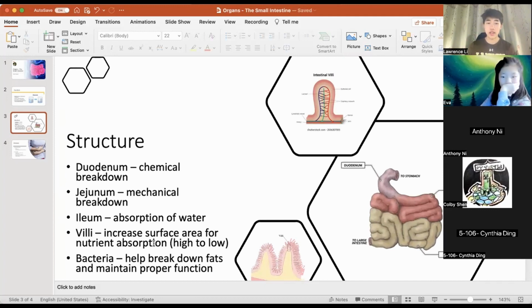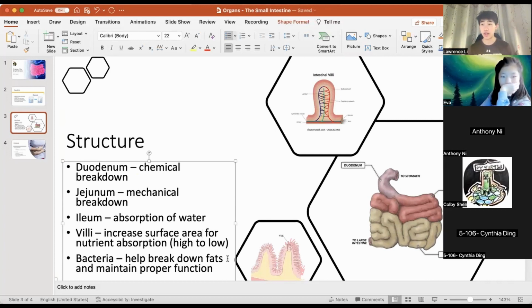That should also signify to you that villi are responsible for absorbing nutrients. What villi actually do is increase the surface area for nutrient absorption. Simply, there is more area in the small intestine for the nutrients to be absorbed into the bloodstream.